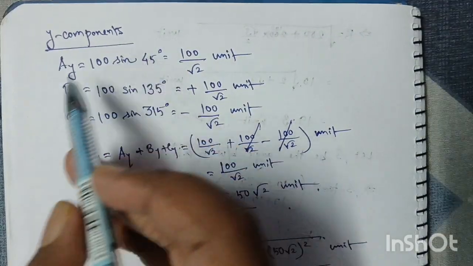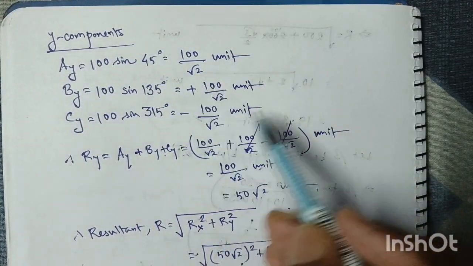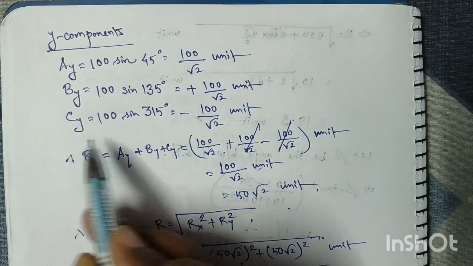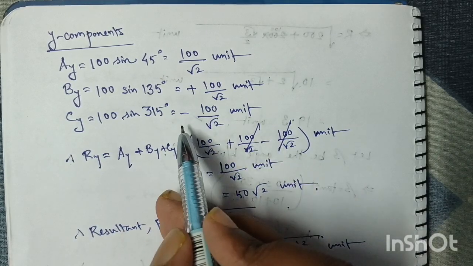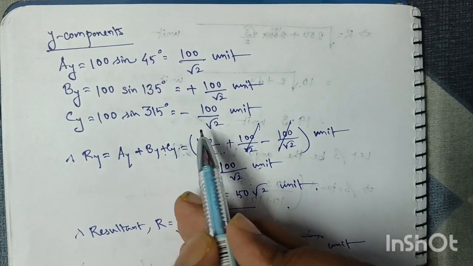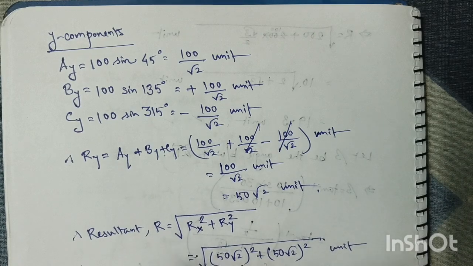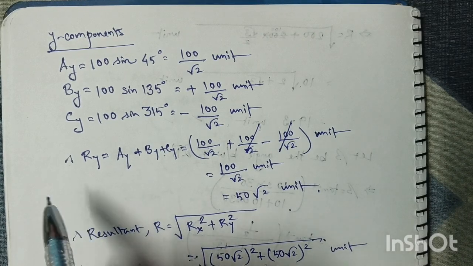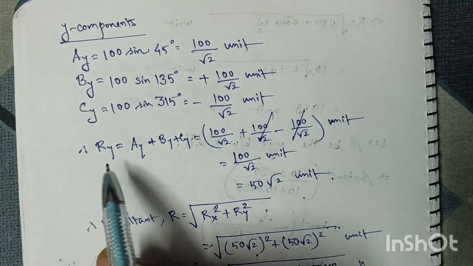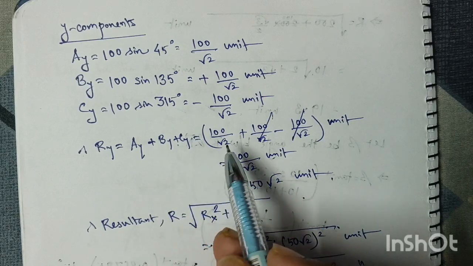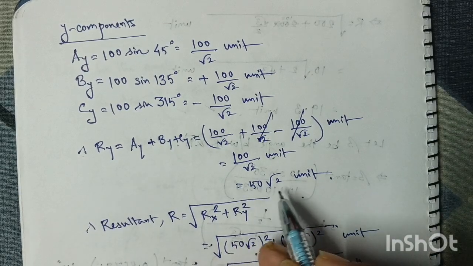Similarly, talking about y components, that is Ay, By, Cy, we get these things. Here Cy is along negative direction of y-axis. Therefore, it has a negative sign before numerical value. You can just take a screenshot. It's just simple calculation. Therefore, Ry, that is the resultant vector's y component, Ry is equal to Ay plus By plus Cy is equal to 100 by root 2 plus 100 by root 2 minus 100 by root 2 unit. Calculating, we get 50 root 2 unit.